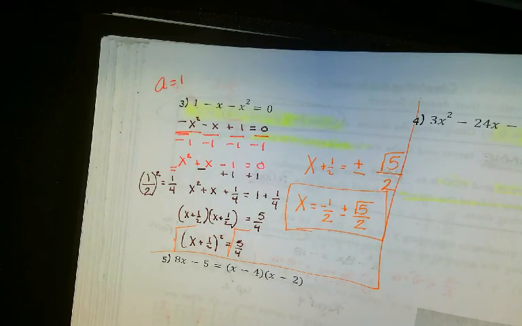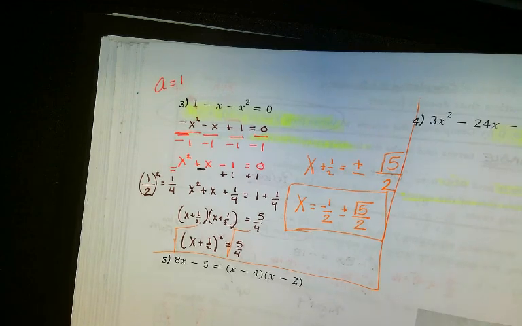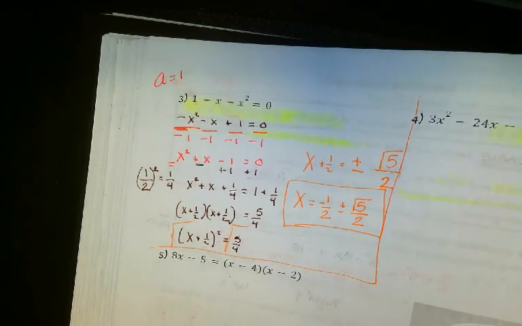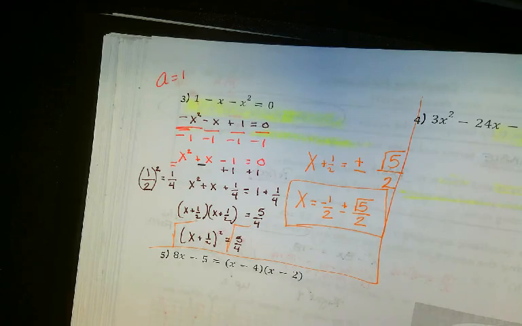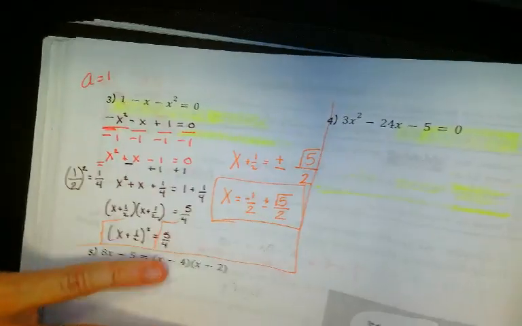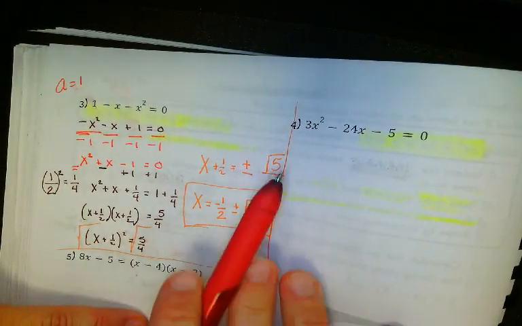All right, I guess we'll talk through another one, and then we'll try some on our own here. Any questions on that one? All right, let's look at 4. What's our first problem on number 4?